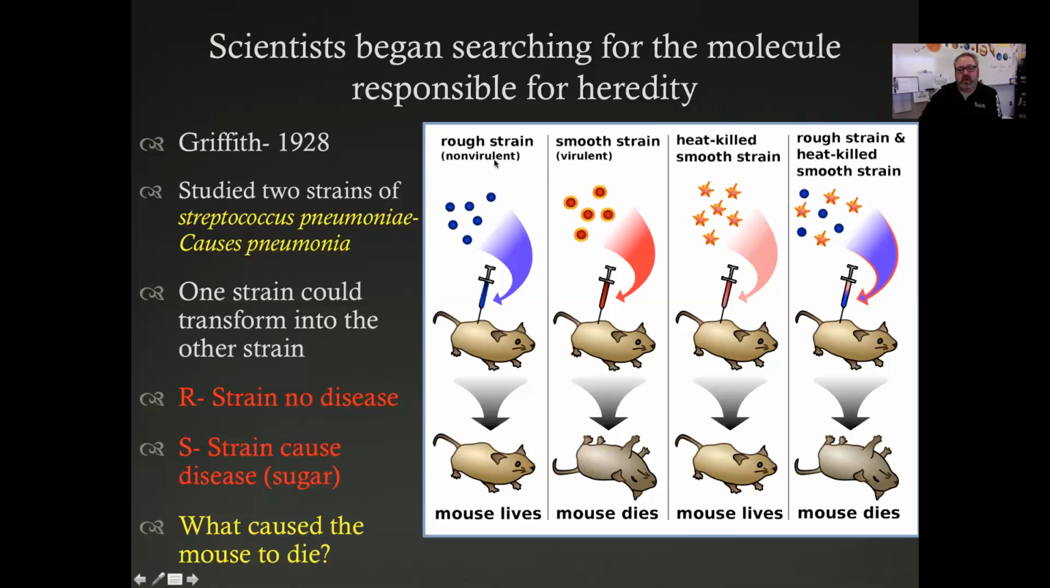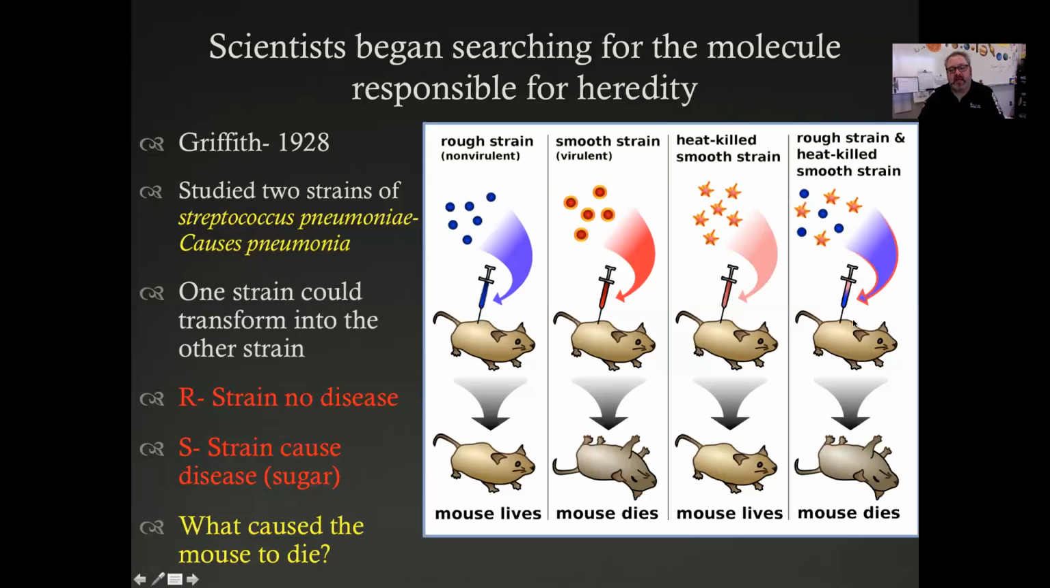All right, so rough strain, the mouse was fine. Smooth strain, the mouse dies. Smooth strain killed with heat, and the mouse lives. Now he takes the rough strain, the ones that lived, and mixes it with the heat-killed smooth strain. So the heat-killed one did not have a problem for the mouse previously.